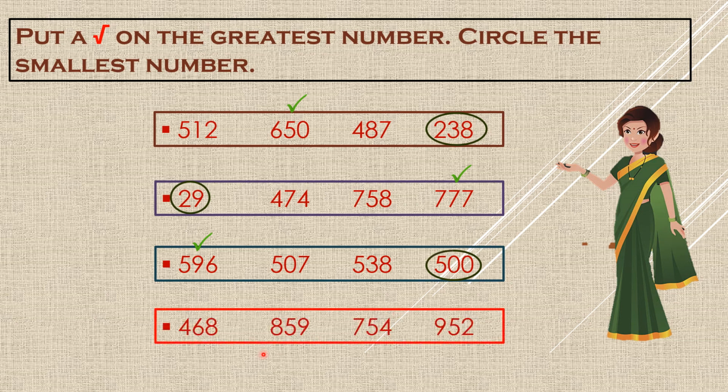Coming to the next set of examples. All are 3-digit numbers again here. Let's compare the hundreds digit to find out which is bigger. 4, 8, 7, 9. 9 is bigger. So 952 is the greatest number. Coming to the other 3 numbers, which is smaller? 4, 8 and 7. 4 is smaller, so 468 is the smaller number.